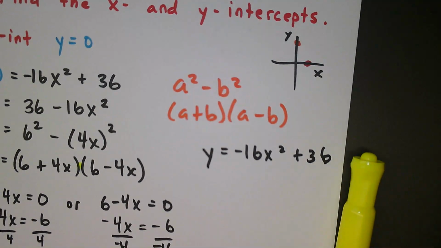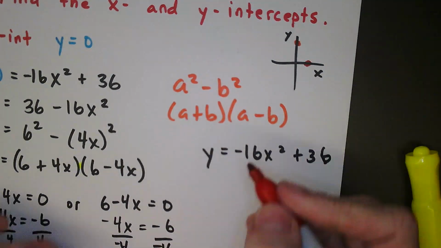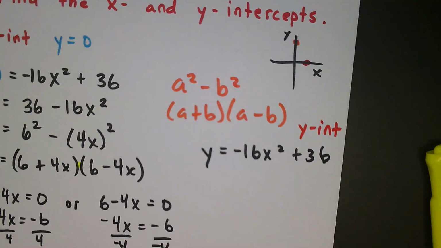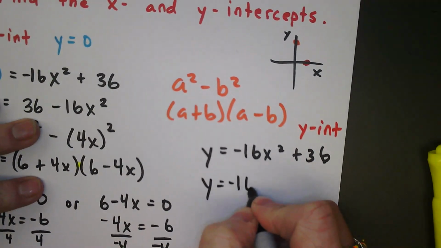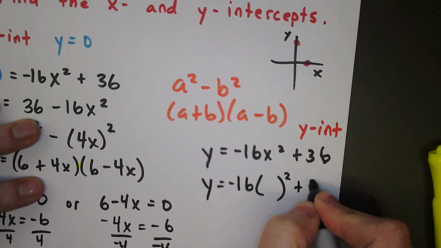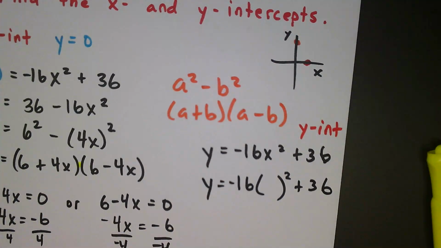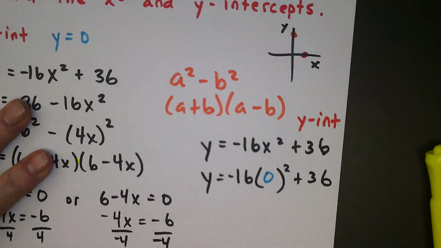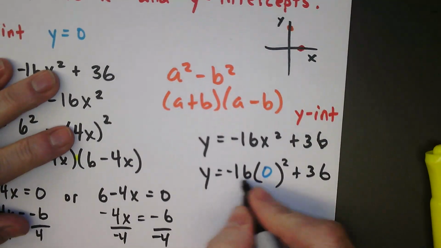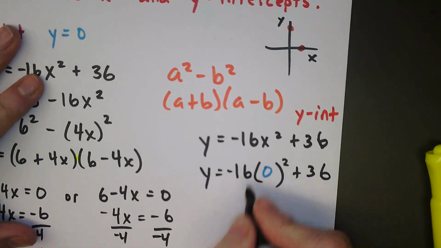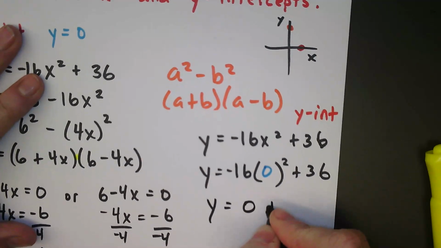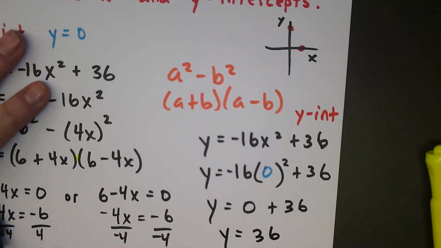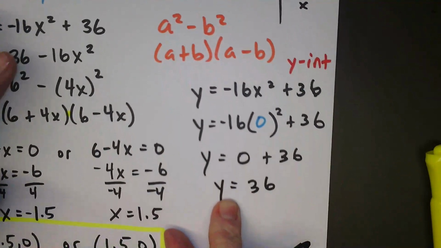We want to find the y-intercepts this time. And that means the x value is going to be 0. Negative 16 times 0. X becomes 0. And the algebra is much simpler. This whole thing becomes 0 because 0 squared is 0 times 16. So it's basically 0 plus 36. Y is 36. So that is correct as far as my answer goes for the y-intercept.